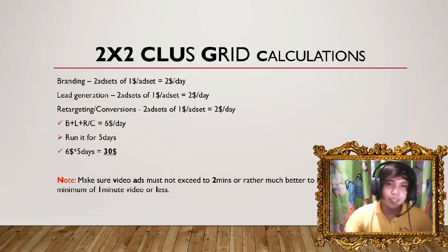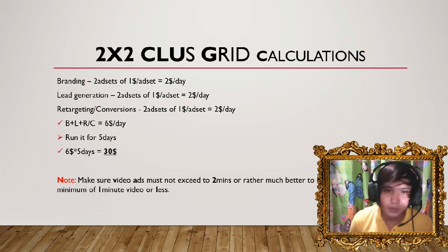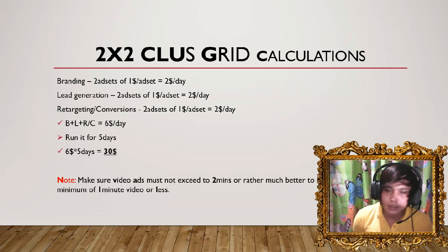Next, branding. 2 ad sets of $1 per ad set is equal to $2 a day. Lead generation, 2 ad sets of $1 per ad set, $2 a day. Retargeting, 2 ad sets of $1 per ad set is equal to $2 per day. B plus L plus R is equal to $6 per day. Run it for 5 days. $6 times 5 days is equal to $30. So you have to spend $30 per week or for 5 days.